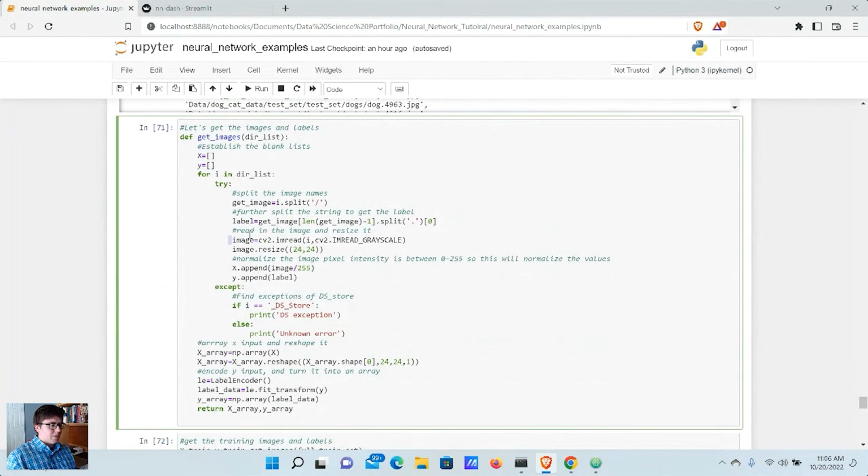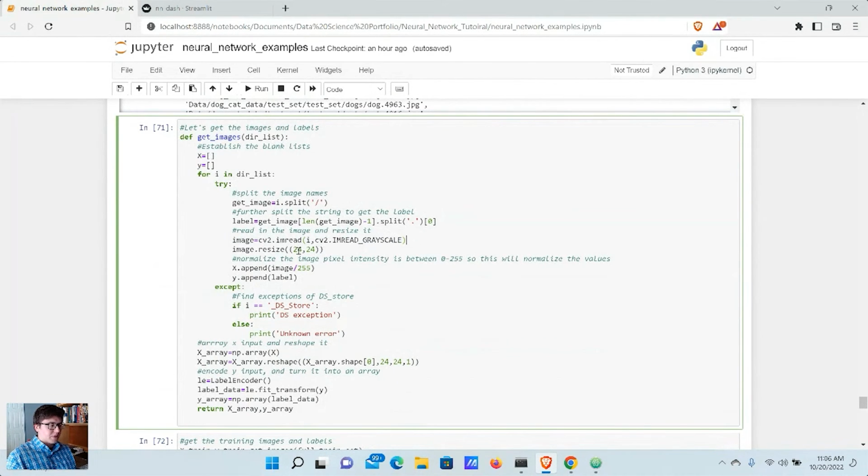Here we read in each of the images using the library CV2. CV2 is a very good image preprocessing library in Python. I recommend it. It's very simple to use. We want grayscale, so you can actually use colored images, which are in the RGB scale, but it greatly increases your computational time.